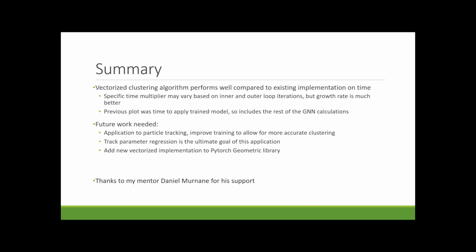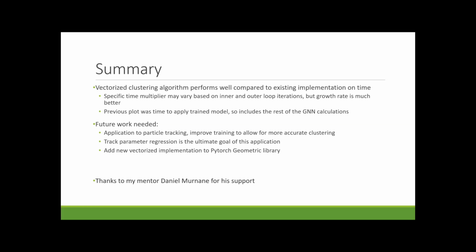So in summary, the vectorized clustering algorithm performs well compared to the existing implementation on time. Your specific time multiplier might vary based on inner loop and outer loop operations, but the growth rate is really the important part here. It's much faster when you get to the higher node graph implementations. And it's also worth noting that this was the time to apply the fully trained model. So this includes the rest of the GN calculations, all the other layers that are involved in the pipeline. And so again, the actual time might vary, but the salient detail here is how much faster it is when you look at higher node graphs and the growth rate as you increase the amount of nodes.